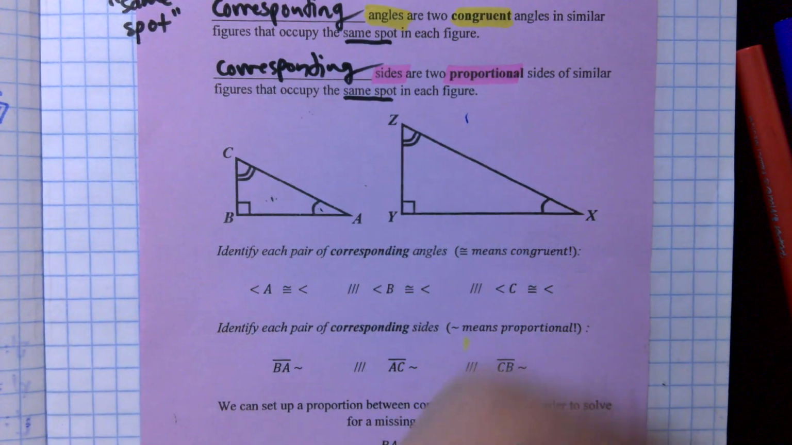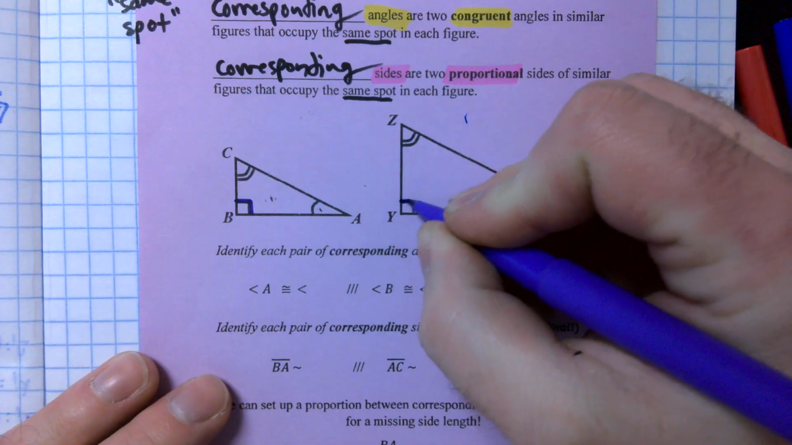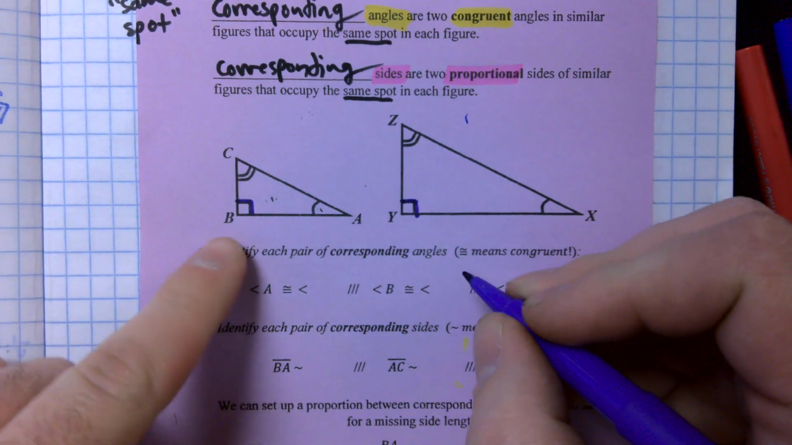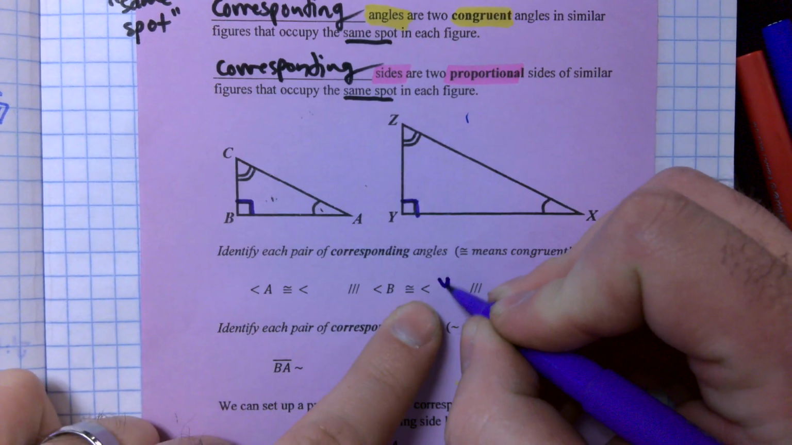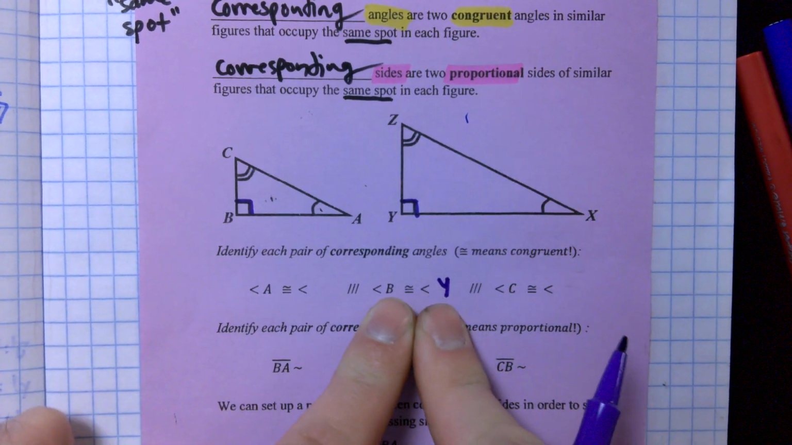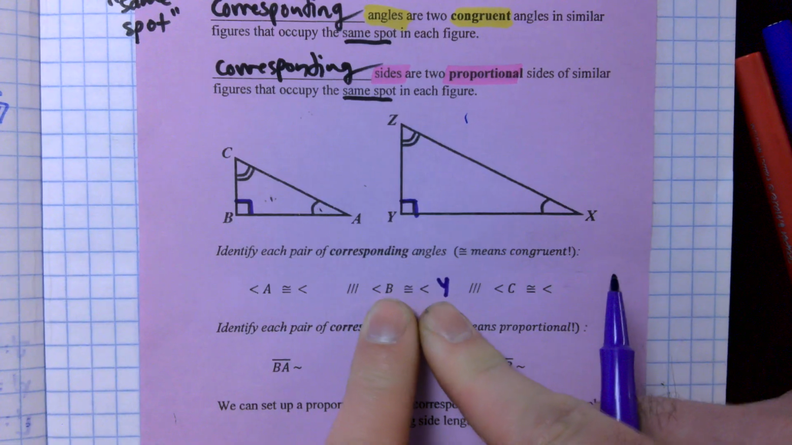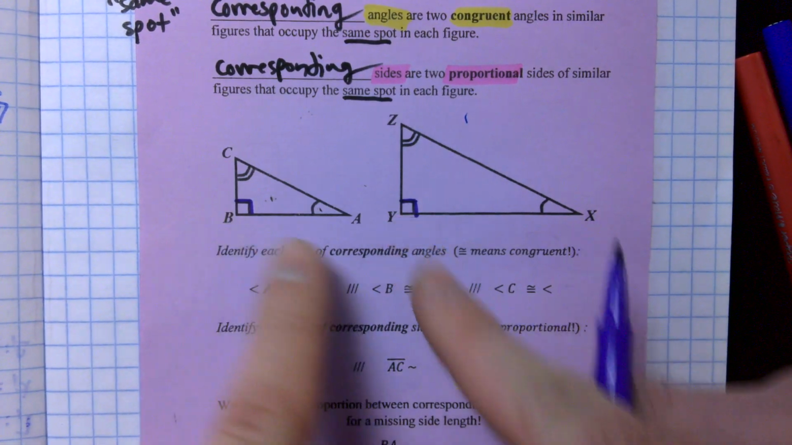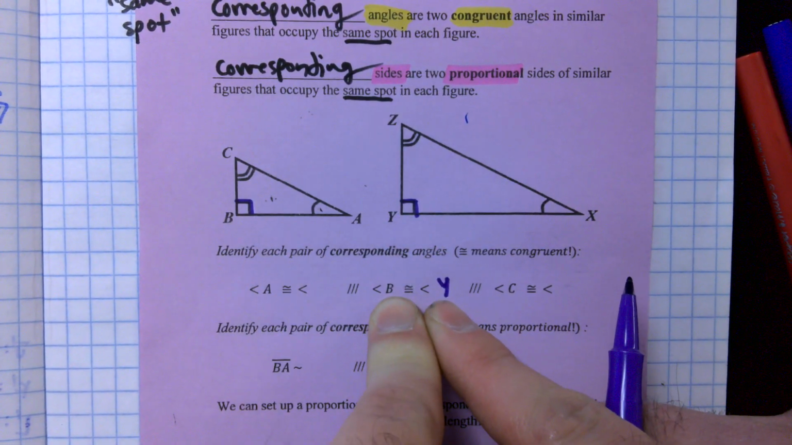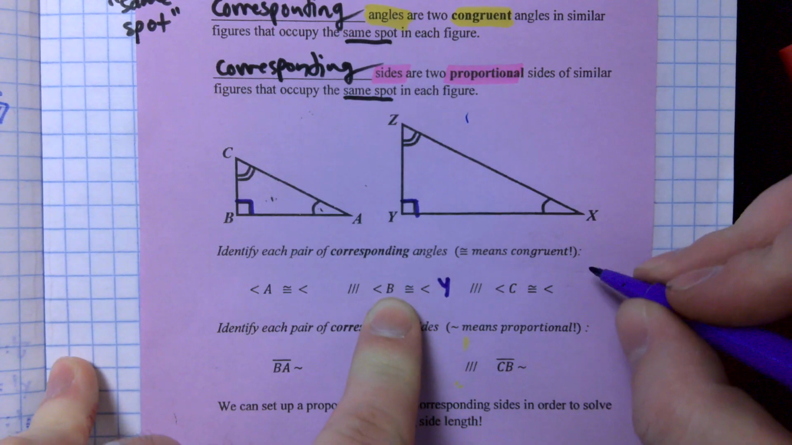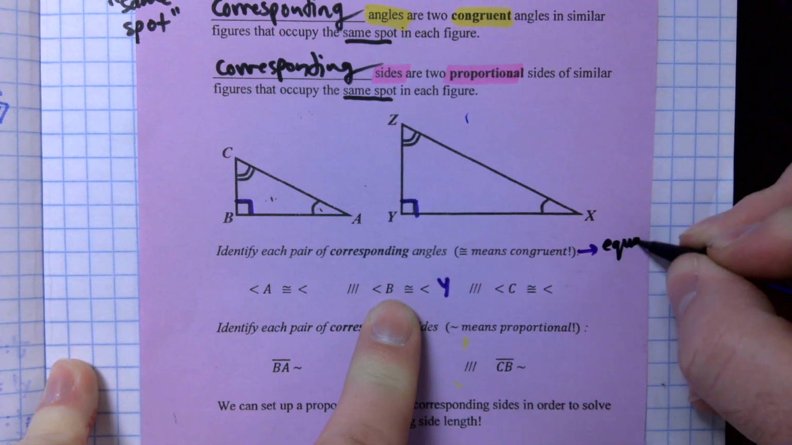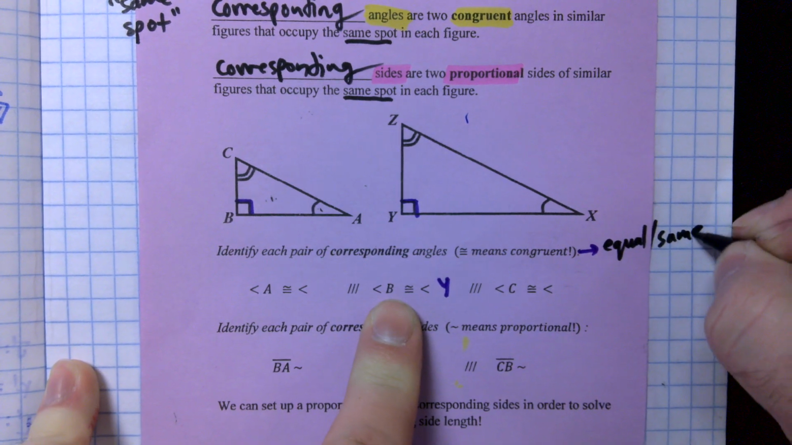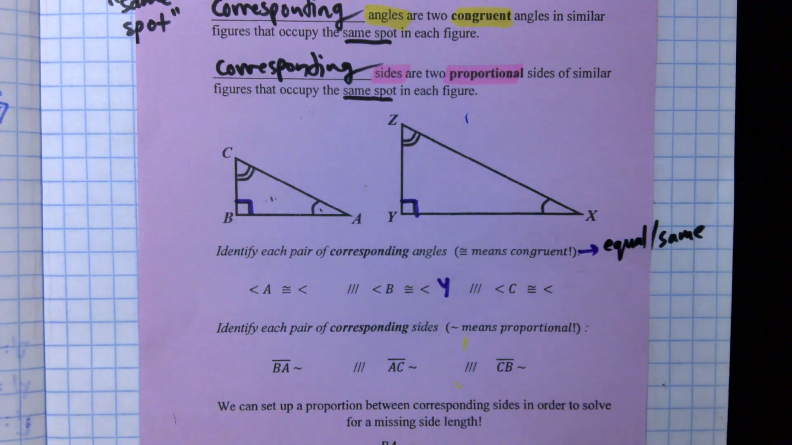So these 2 angles here, these 2 little right angles, are corresponding with each other. Angle B and angle Y. So right here in the middle, we could tell just by looking at these triangles that angle B and angle Y are congruent. What does congruent mean again? The same or equal. And obviously all right angles are going to be congruent to each other because they're all 90 degrees. They're the same amount.